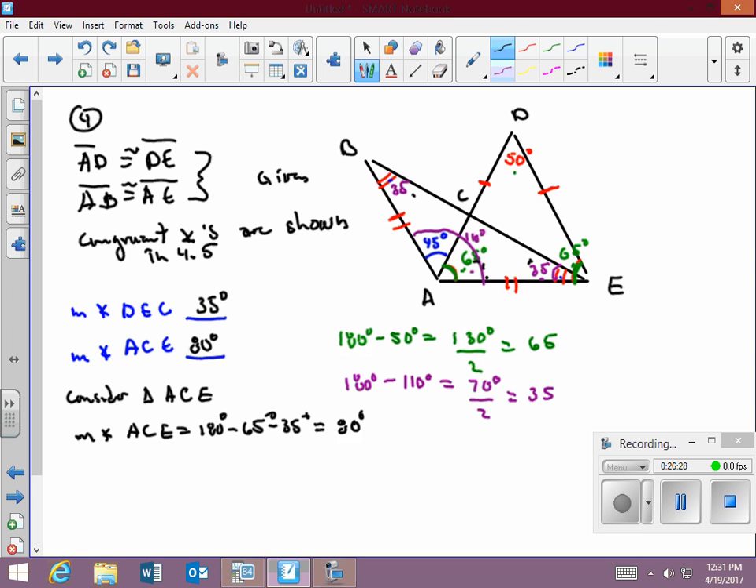I was thinking it was this one. We're trying to find this one. Yes. Okay, that was my mistake. So it's 65 minus 35. This is 65 minus 35, right, which is 30. Okay. Right. Okay, thanks. You're welcome.